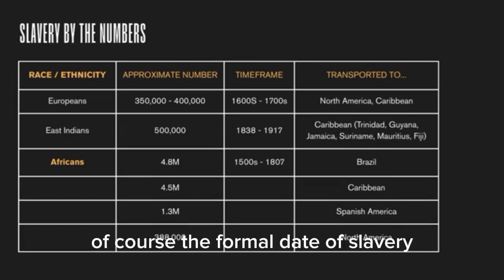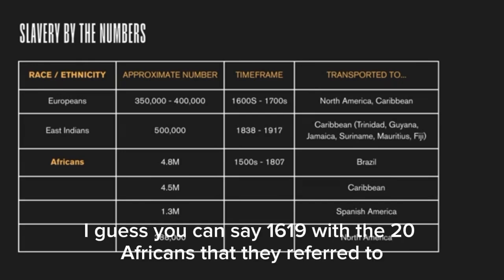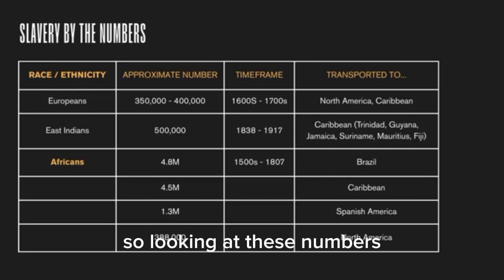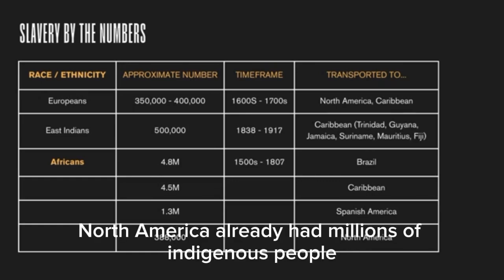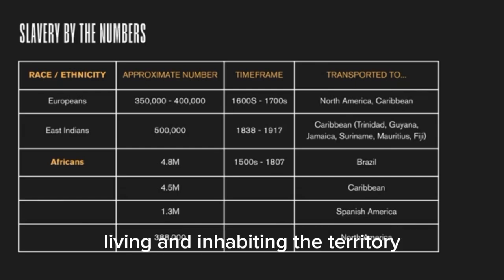Now, of course, the formal date of slavery, I guess you can say 1619, with the 20 Africans that they referred to. So looking at these numbers, it's still pretty stark, right? And again, I'm going to say North America already had millions of indigenous people living and inhabiting the territory.